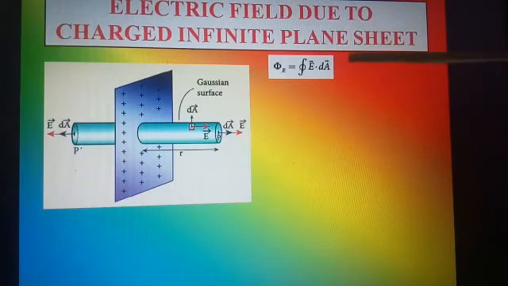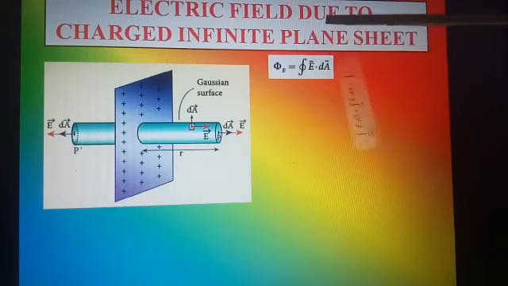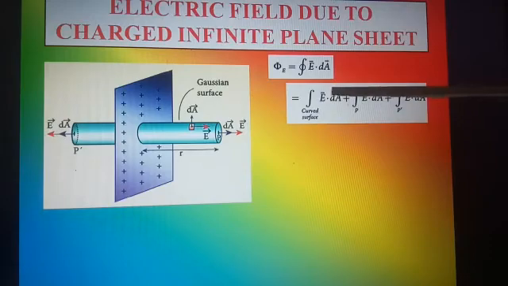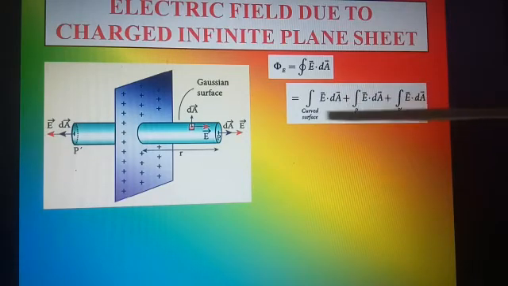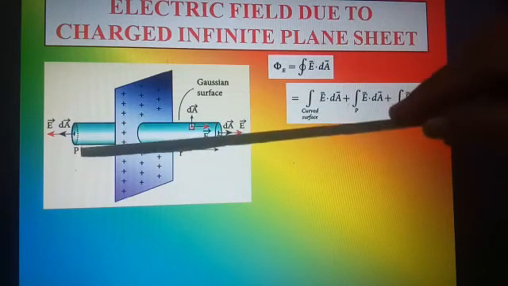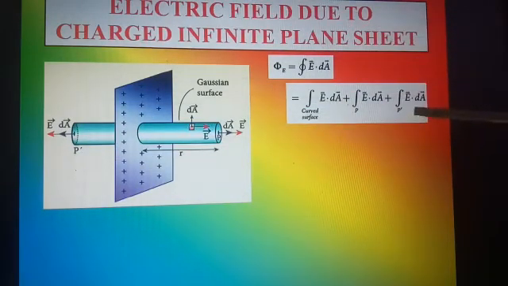We can get the equation: flux Φ_E is equal to the integration over the closed surface of E vector dot dA vector. For the closed surface, the curved surface, the integration is E vector dot dA vector. At point P, the integration over P of E vector dot dA vector, plus at point P dash, the integration over P dash of E vector dot dA vector.